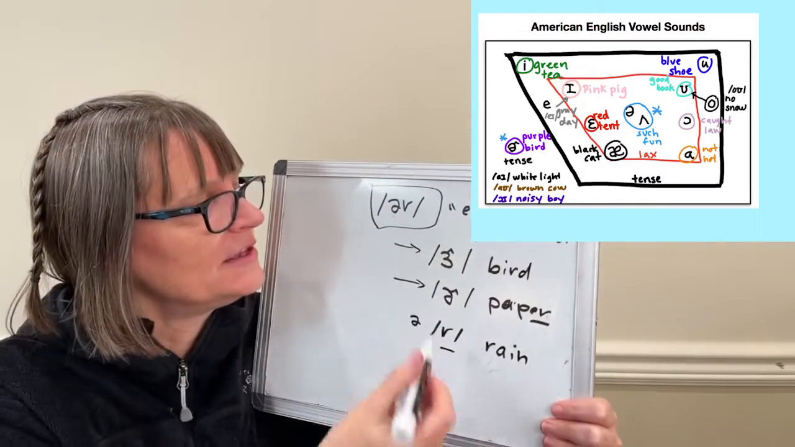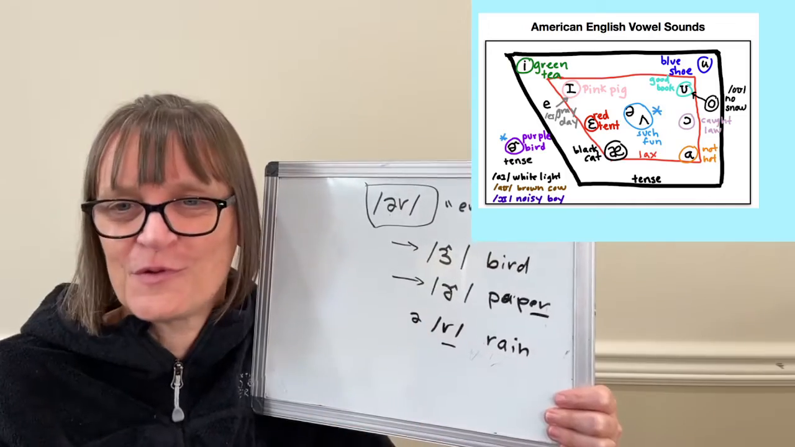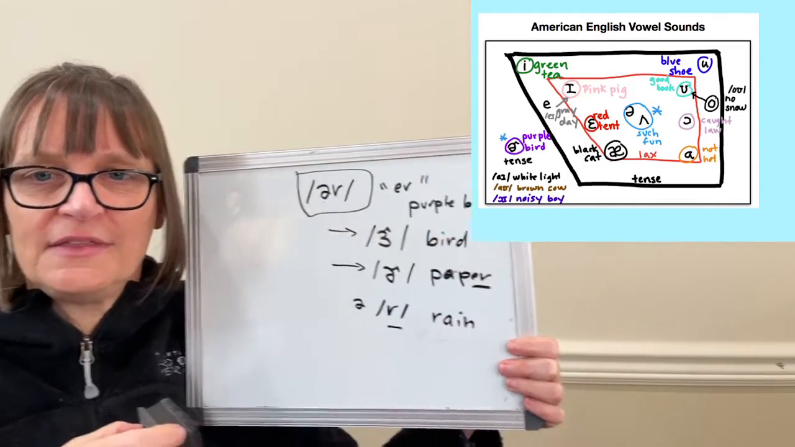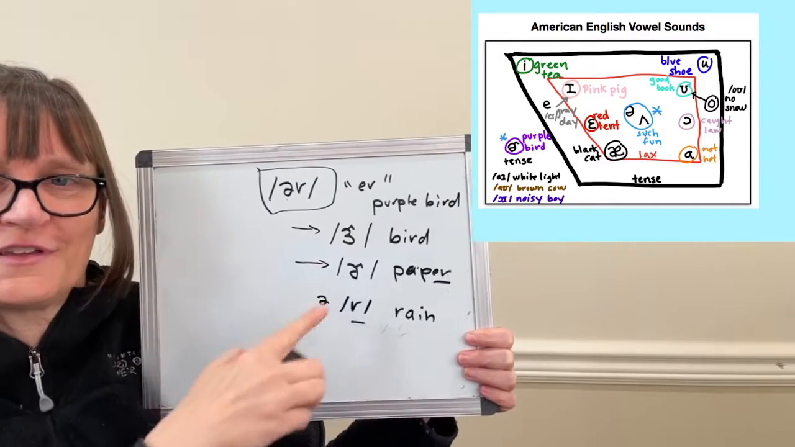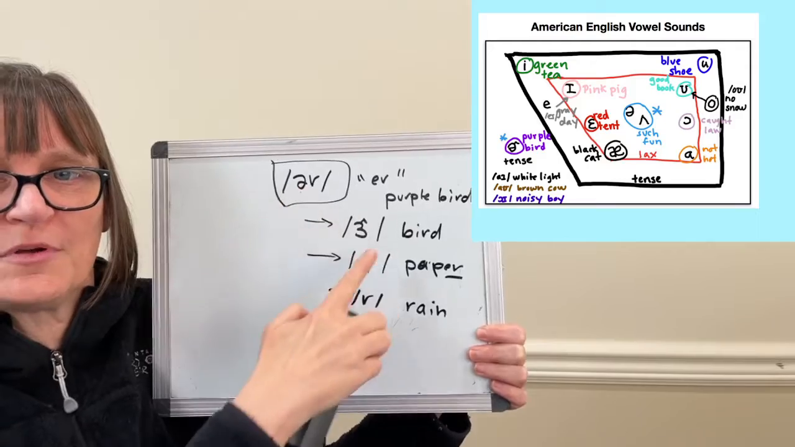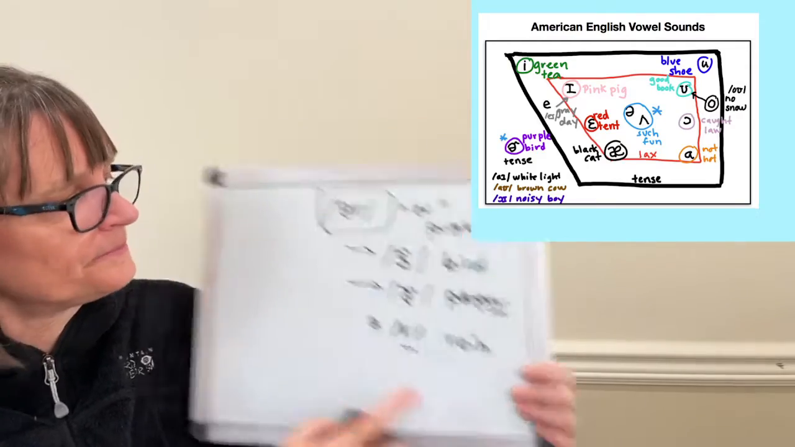This is the one that I use. You'll also see these symbols for the R sound. And then you'll see as well, sorry, I was a little bit off under the chart there. So bird, paper, rain.